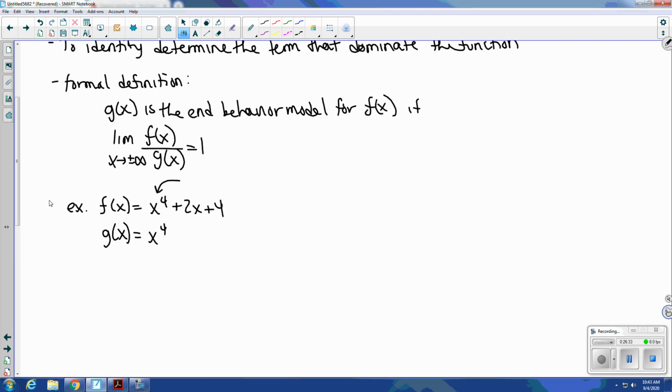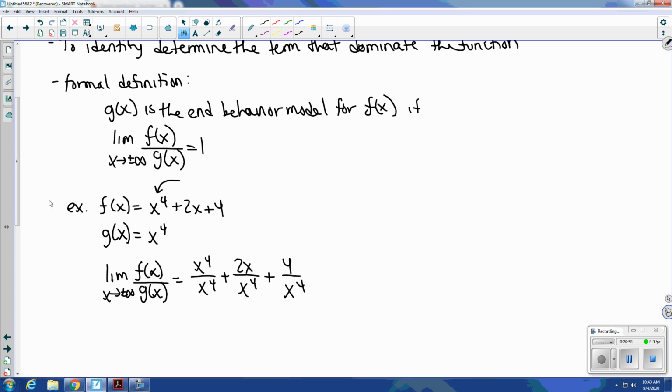Okay? Now to check that I'm right, again, I can use that formal definition and say, well, if I do the limit of this divided by this as x goes to plus or minus infinity, I should get 1. So what we can do is, well, what is f of x divided by g of x? So that's going to be x to the fourth over x to the fourth plus 2x over x to the fourth plus 4 over x to the fourth.